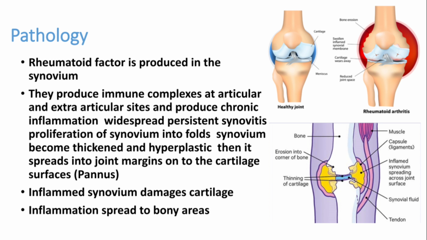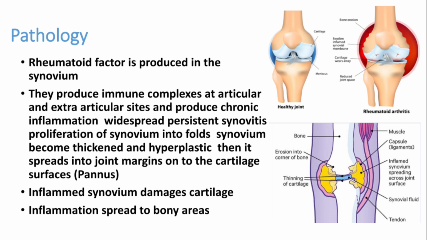They produce immune complexes at articular and extra-articular sites and produce chronic inflammation, widespread persistent synovitis, and proliferation of synovium into folds. Synovium becomes thickened, hyperplastic, then it spreads into the joint margins and cartilages. So inflammation spreads like anything inside the joint and outside the joint. It can produce inflammation.